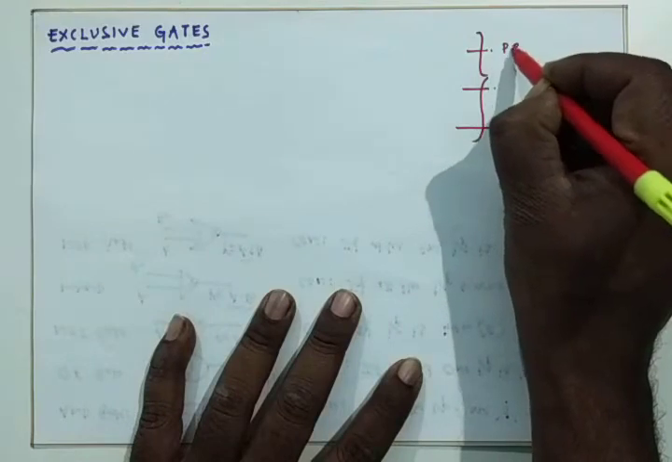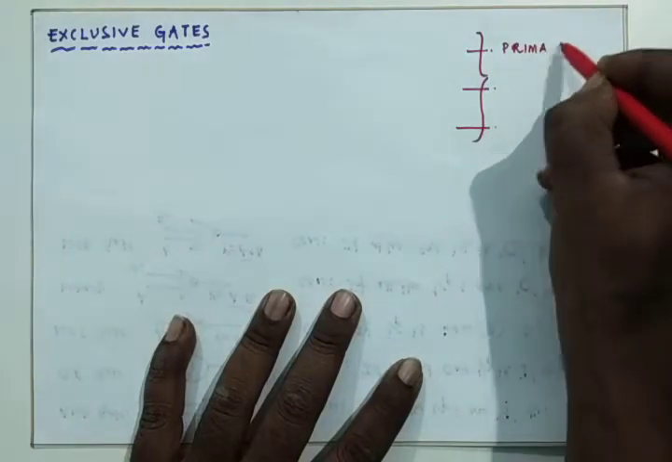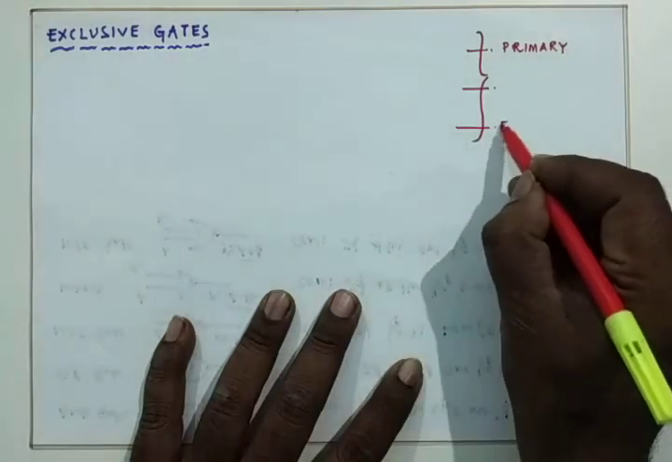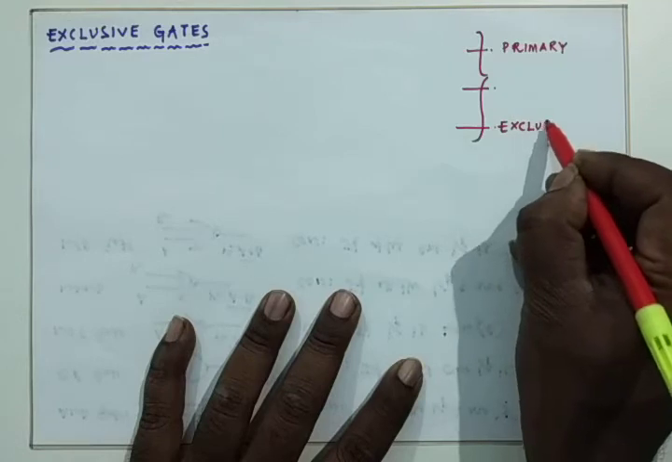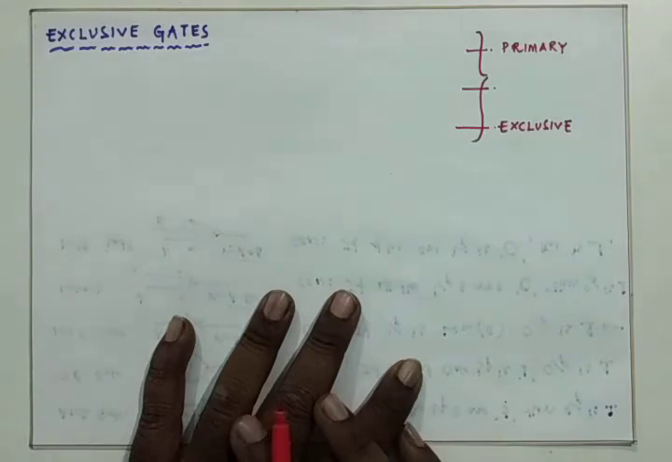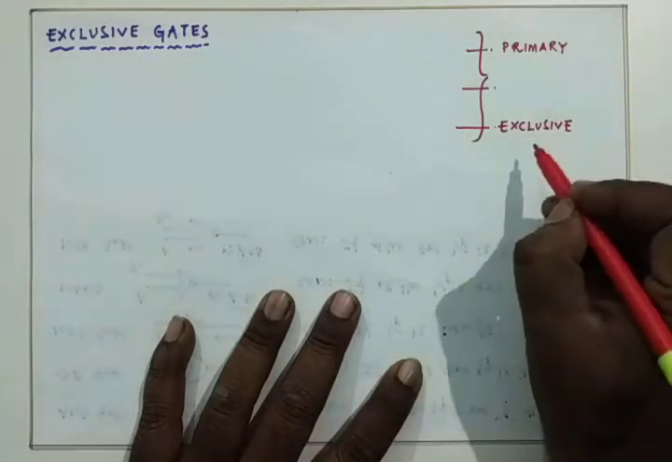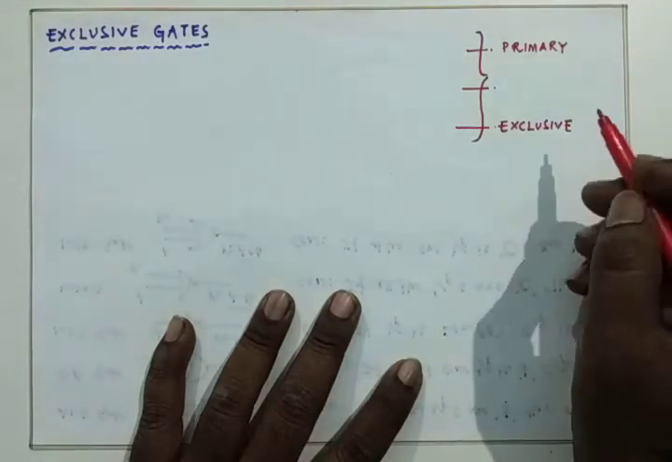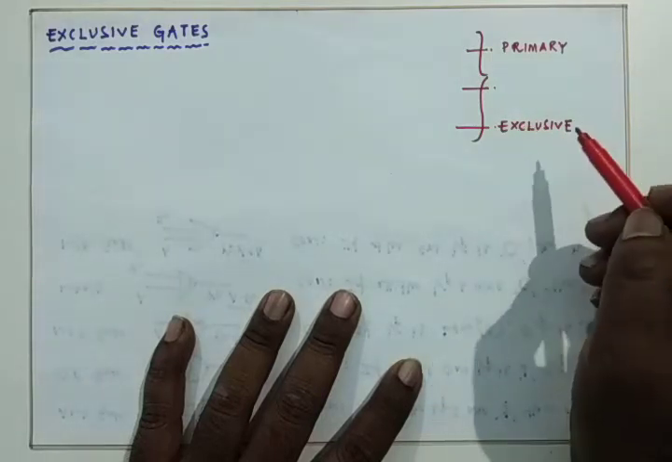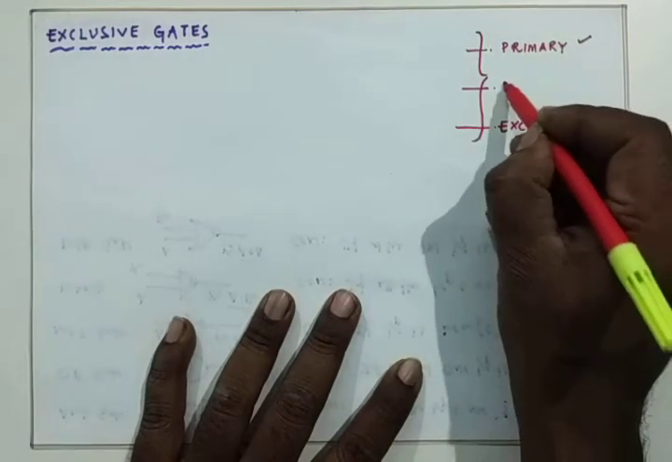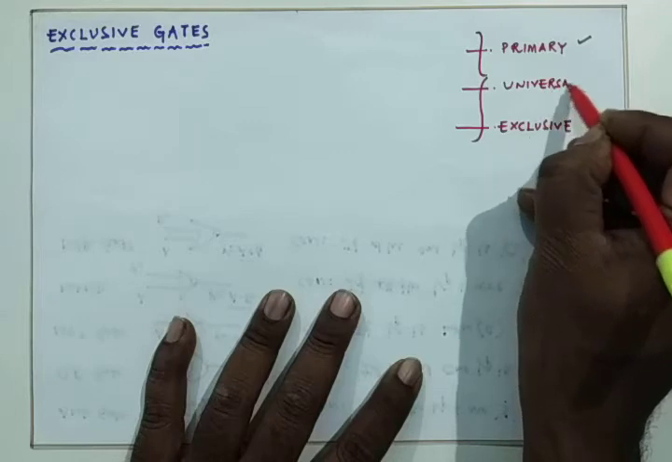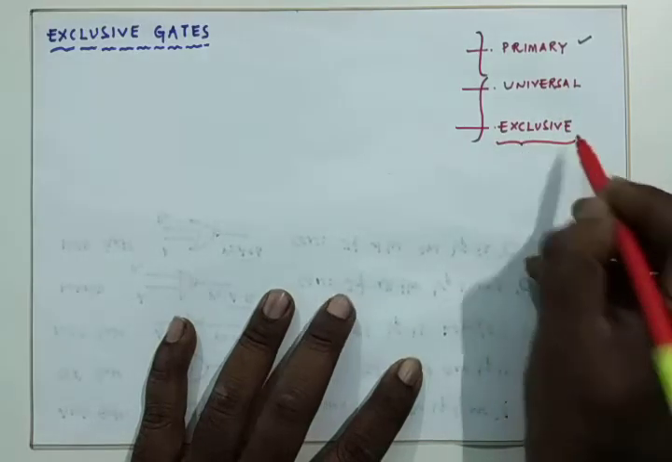Another classification of the logic gates is the exclusive gates. We have two exclusive gates. These gates can be used exclusively, so we call them exclusive gates. So we are going to study the third classification of the logic gates. The first one is the primary gates, the second one is the universal gates, and the third one we are going to study in this lecture, that is the exclusive gates.